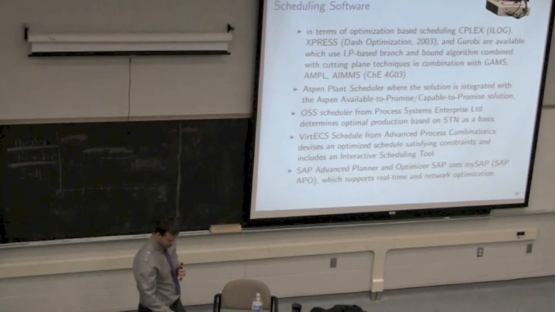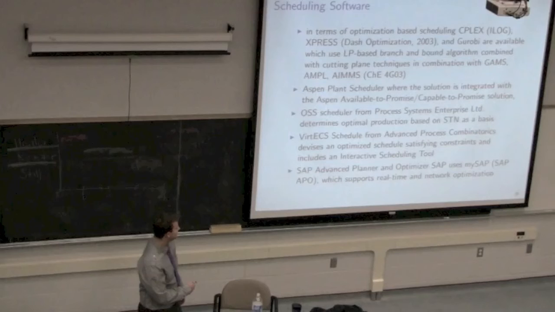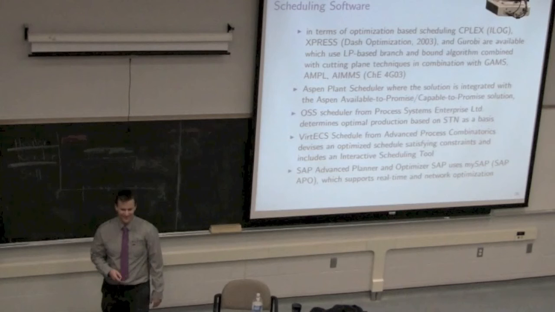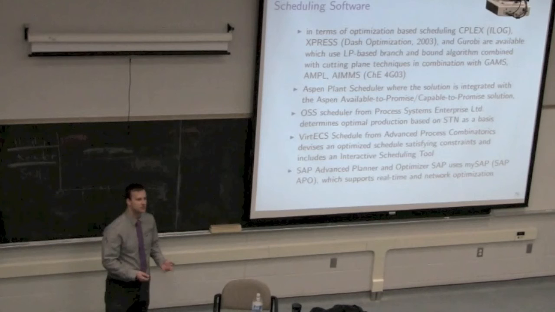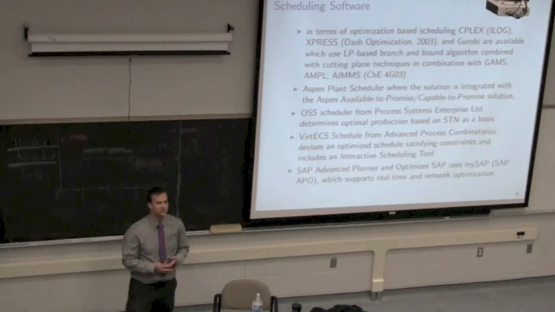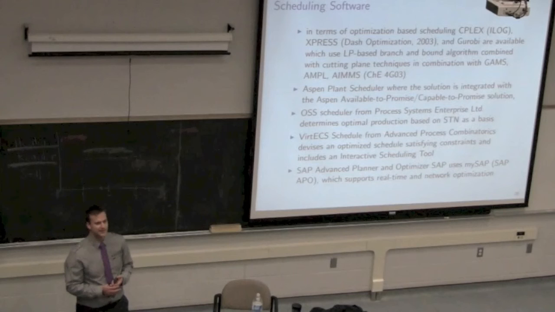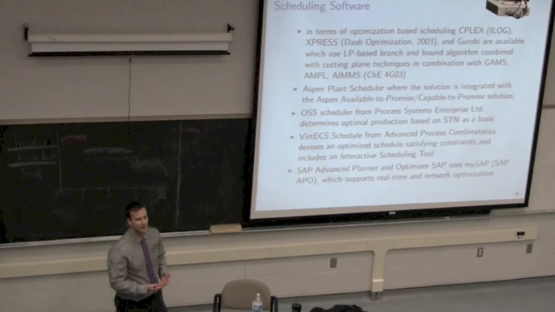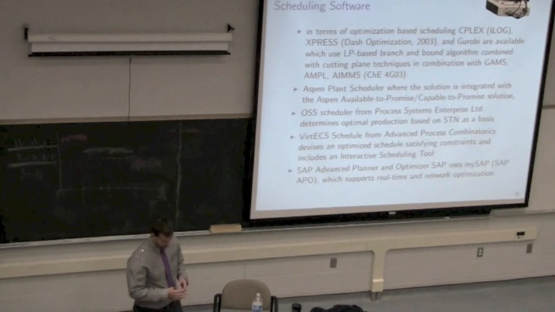Other commercial software that's available is Aspen Plant Scheduler, OSS Scheduler, Vertex, and SAP. If you've worked in business, SAP is very commonly used. It's used for any and every kind of business application: supply chain management, scheduling, you name it. What's great is that it does all these things. What's awful is that it's very difficult to use, and there's a big learning curve. Unfortunately, it's one of the few software packages of its nature, so you don't have a lot of choice in what you can go to as an alternative. So a lot of people are stuck using this thing, which has a lot of nice features, but it's very difficult to use. The way I'm doing my sketching is I'm using Cplex in it.